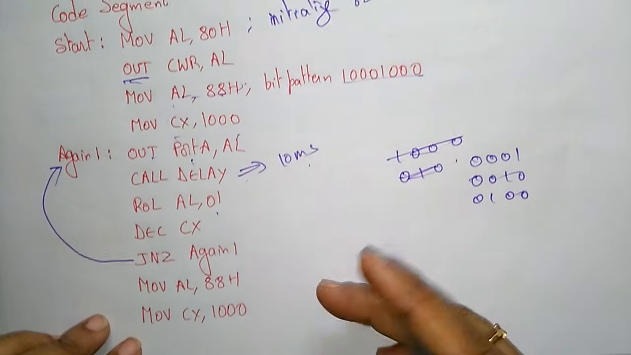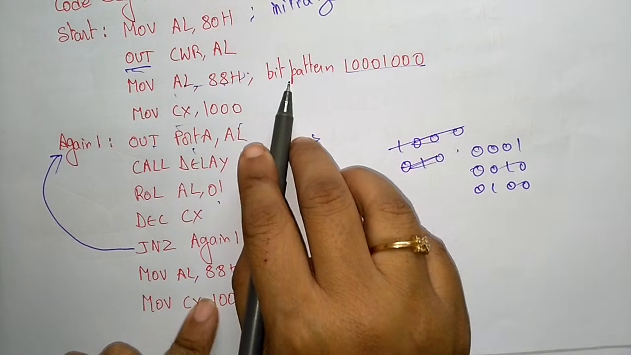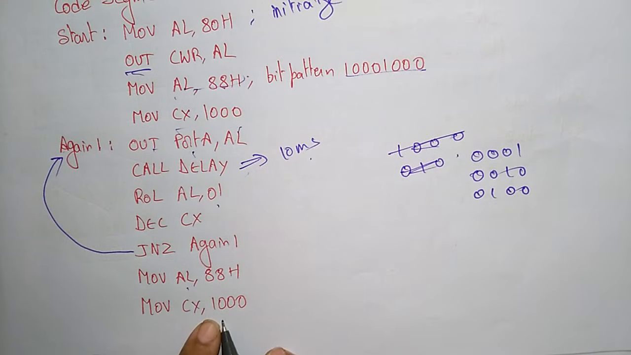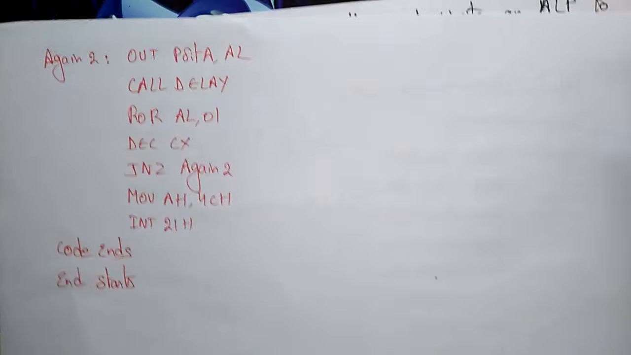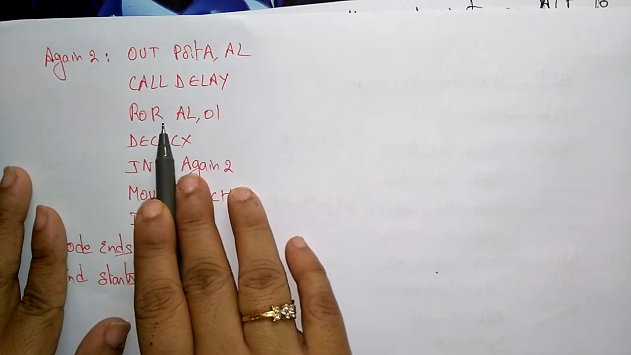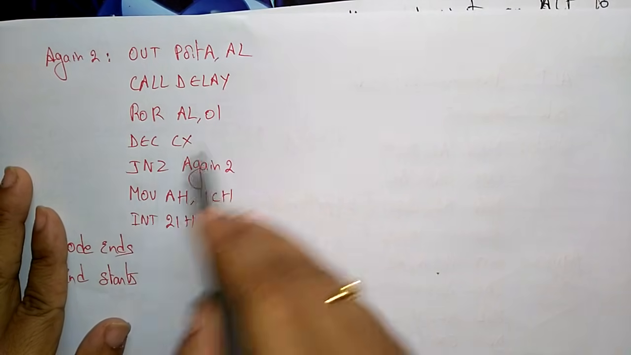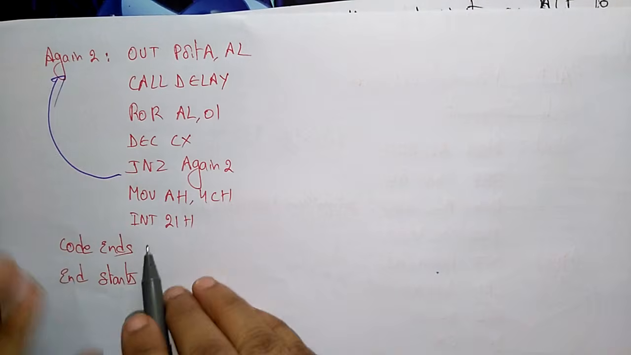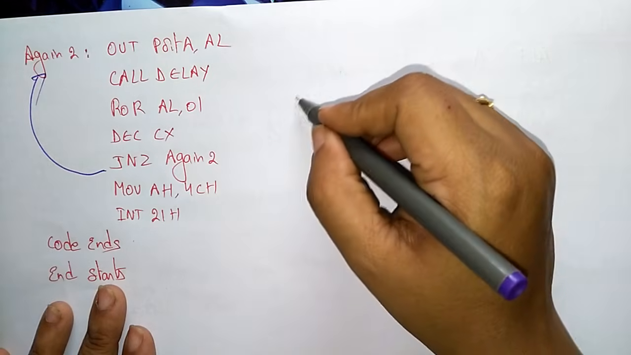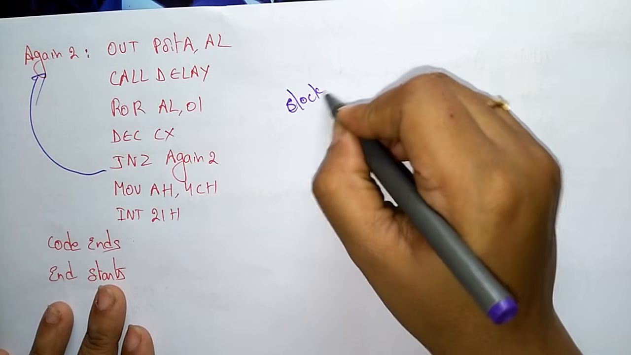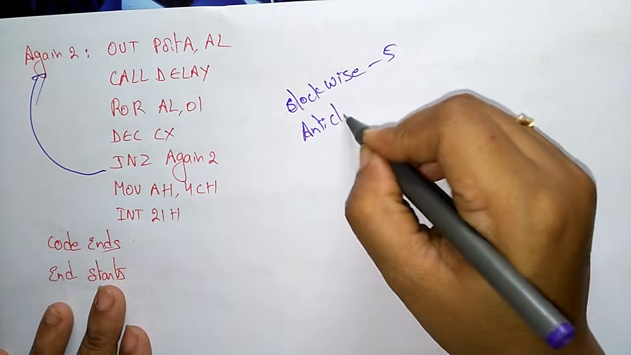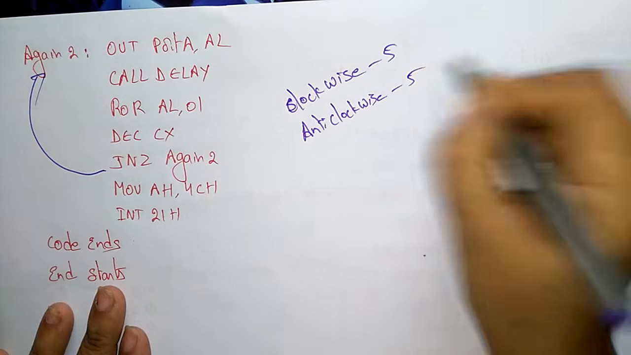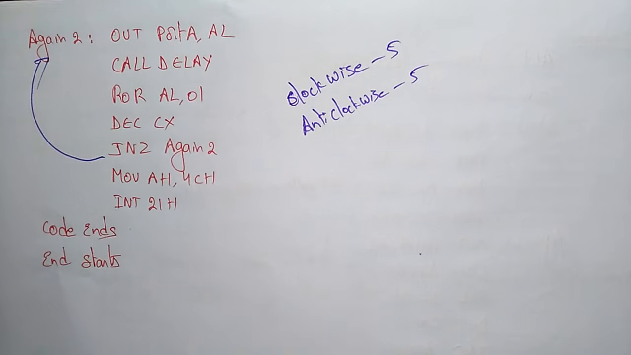Whenever the count is 0, then move that 88 bit pattern into AL, and again make count CX as the initial value. Now this time it is the anti-clockwise direction. Output AL to port A and call delay, rotate right, decrement count. If it is not 0, again go to again. Then halt. So here we have written the program for rotating clockwise 5 rotations and anti-clockwise 5 rotations. So this is about the stepper motor.